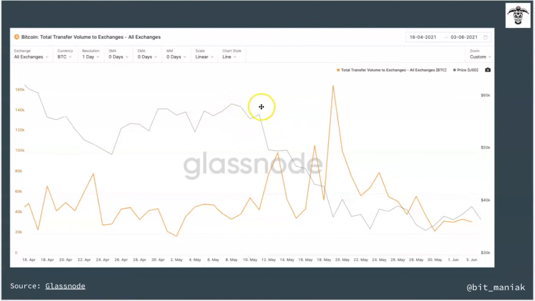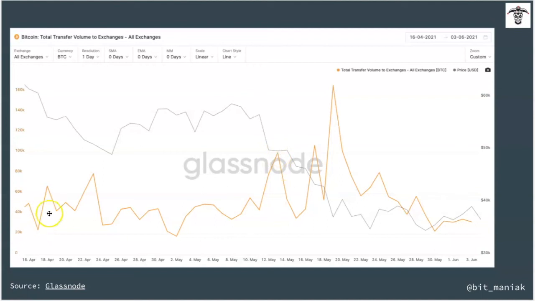I can't remember if it was China FUD or Elon FUD or a combination of both, but the price dropped a lot. And what happened is that a lot of people freaked out and started getting scared. And you can see a big increase in people sending coins to exchanges. So 100,000 coins here landed into exchanges. And that's significant, right? That's twice the amount of the daily average flow.